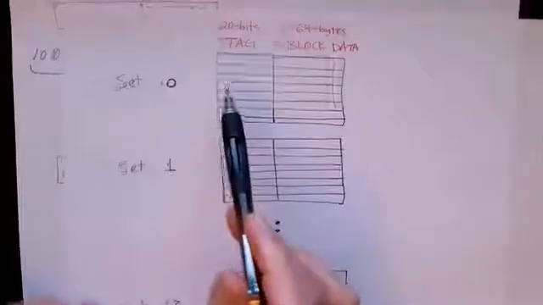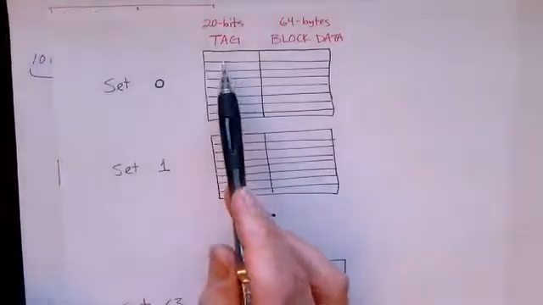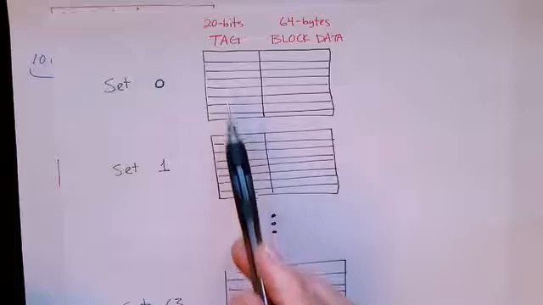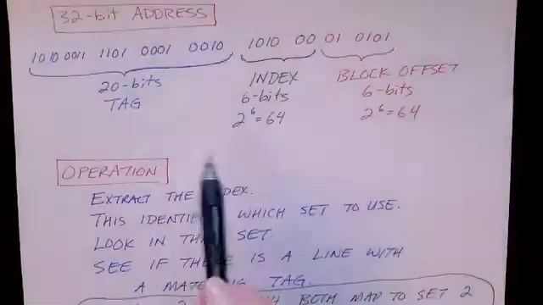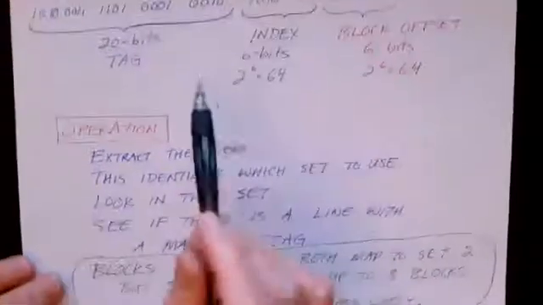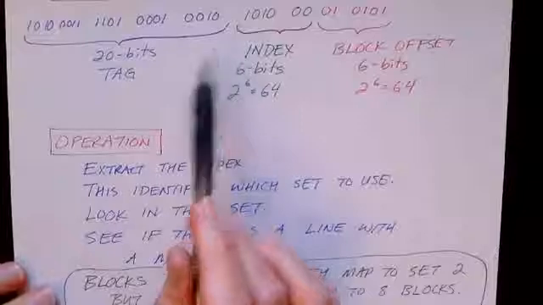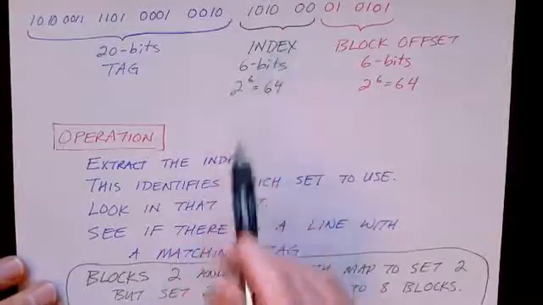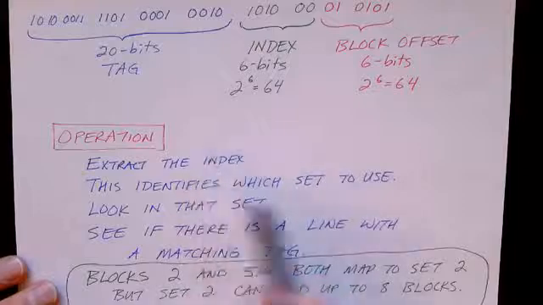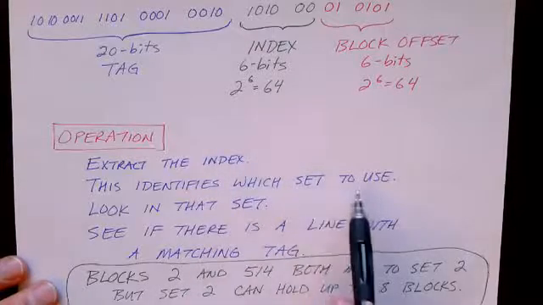And each set has 8 lines, 1, 2, 3, 4, 5, 6, 7, 8. So we have 64 sets, 8 lines each. So how does it work? Well, the cache is given a 32-bit address. It starts by extracting the index, and that identifies which set is involved.